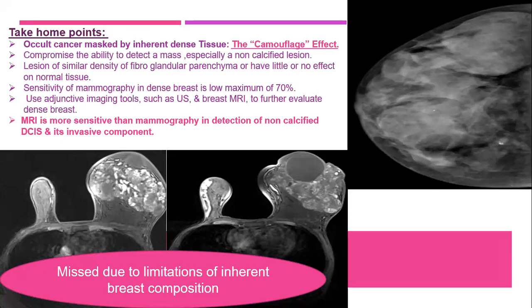And as we mentioned before, the mammographic sensitivity can be as low as 70 or even 50% on a dense mammogram. But we have to use other imaging tools, especially ultrasound, and in problem cases we can use breast MRI to further evaluate the dense breast. And you know that MRI is more sensitive than mammography in detection of non-calcified DCIS and its invasive component.